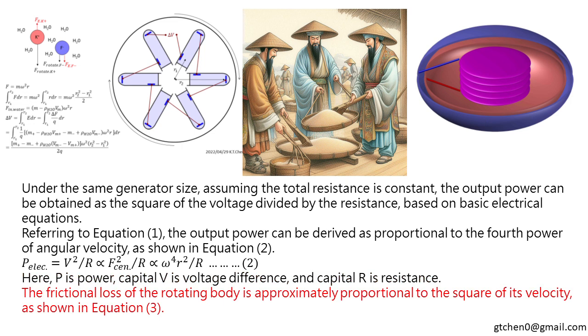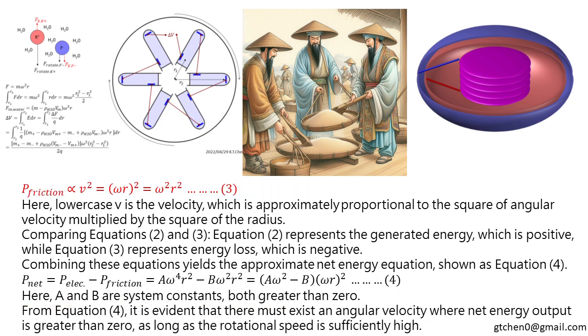The frictional loss of the rotating body is approximately proportional to the square of its velocity, as shown in equation 3. P_friction is proportional to v² equals (ωR)² equals ω²R². Here, lowercase v is the velocity, which is approximately proportional to the angular velocity multiplied by the radius.